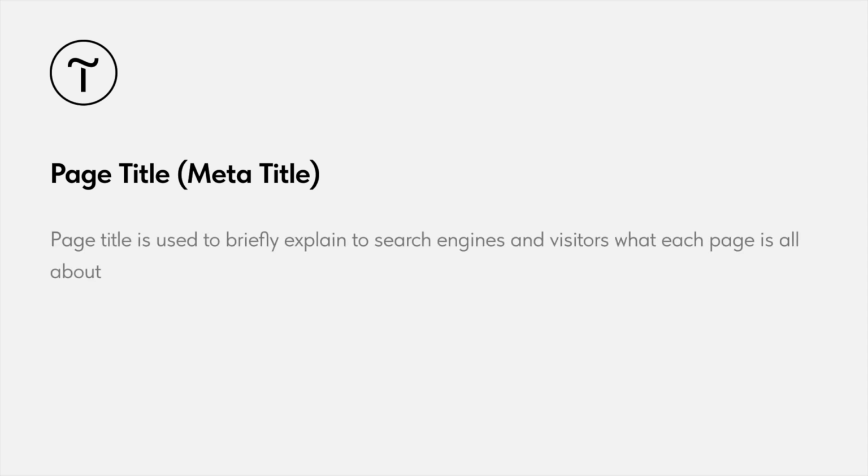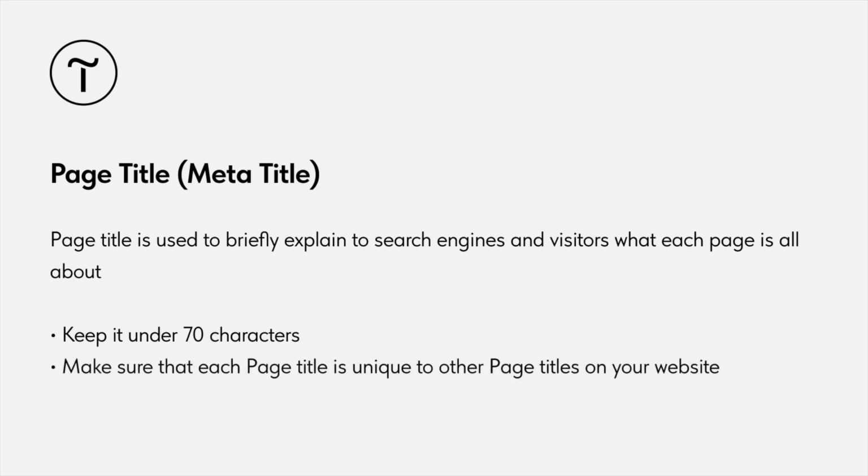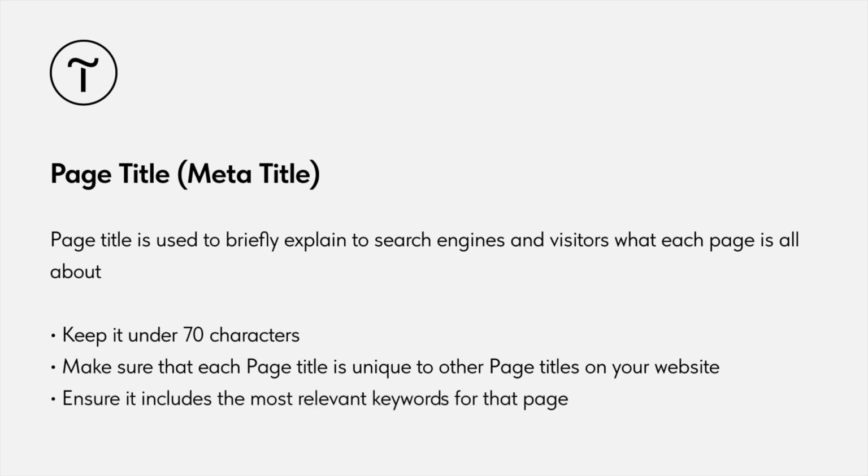Now let's look at how to create an effective page title. Page title or meta title is used to summarize the main idea of a specific web page. It is recommended to keep the title under 70 characters and ensure that each page on your website has a unique one. Also, incorporating target keywords relevant to the particular page is crucial, as search crawlers also consider this parameter, meaning that page titles have an impact on rankings.